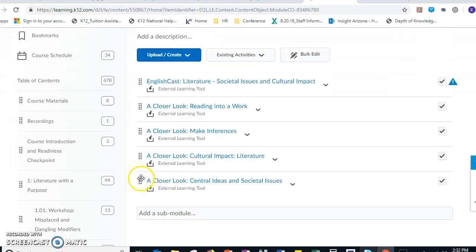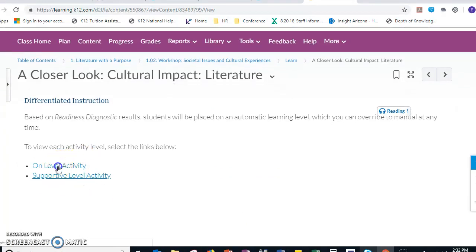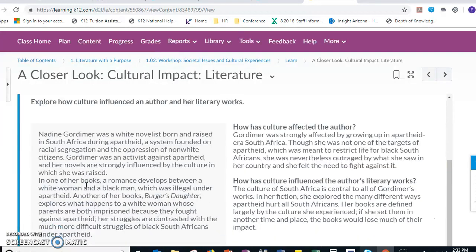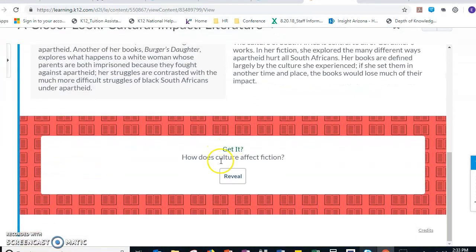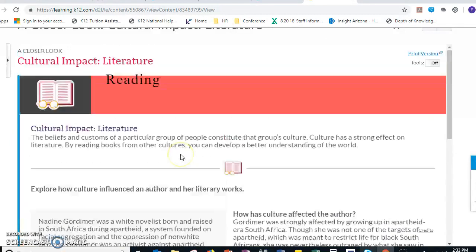Talking about the cultural impact of literature. Going to the on-level activity. And in this case, it has some practice there. We're just going to scroll down to the bottom, the little self-quizzes. How does culture affect fiction? Culture shapes an author's perspective. Knowing something about the cultural forces that affected the author can help you develop a deeper understanding of the literary work.